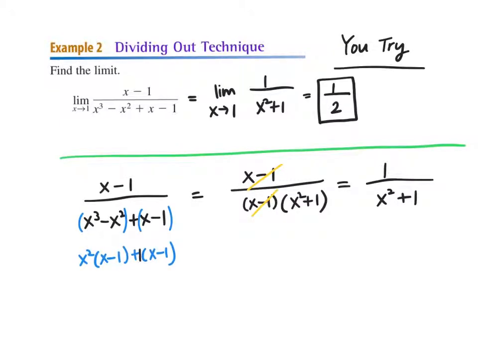Okay, your final answer should be 1 over 2. So for this one, when you're simplifying the function, in the denominator you have 4 terms, so you'll need to factor by grouping. Remember, you take the GCF of 2 terms at a time. You get a common factor of x minus 1, and then you're left with x squared plus 1. The x minus 1's cancel out. This is a simplified form, so we're going to take the same limit of the now simplified function and directly substitute. If I plug it in directly, I end up with 1 over 2.